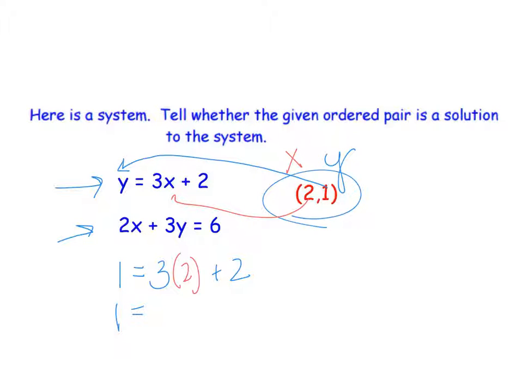1 equals 3 times 2 is 6. 6 plus 2. 1 equals 8. That's not true. Okay, 1 does not equal 8. So that means that 2, 1 is not a solution to this system. It doesn't work when you plug it into the top equation. Even if it works in the bottom one, that doesn't matter. Remember, the solution is a point where two lines cross. So that ordered pair has to fit in both equations, not just one. So this is not a solution to this system. The ordered pair would have to work in both in order for it to be considered a solution.